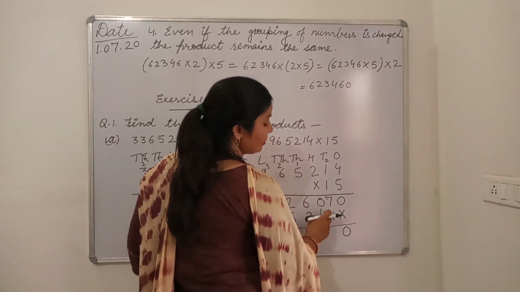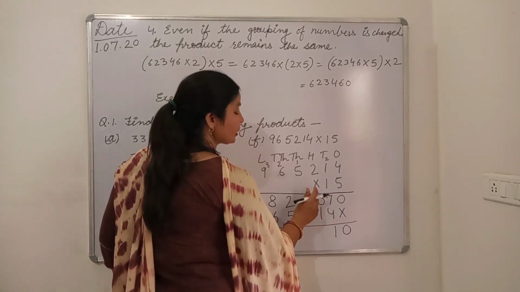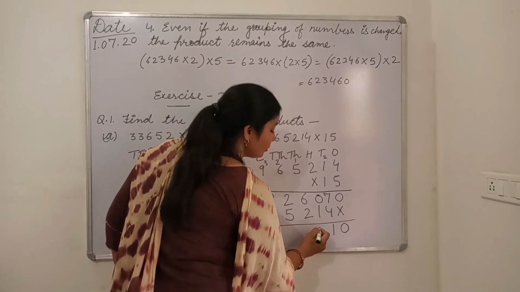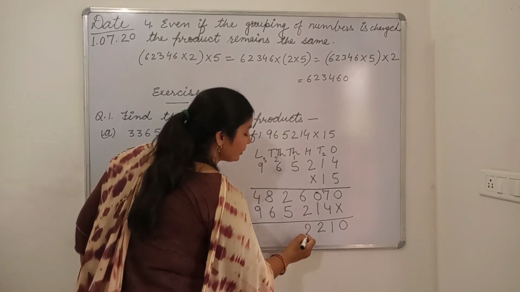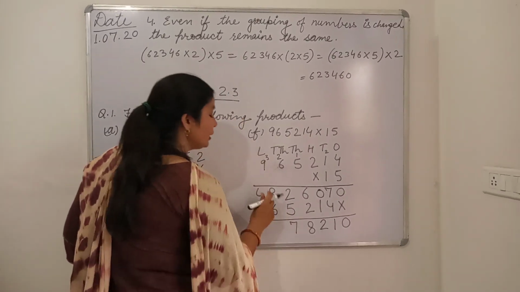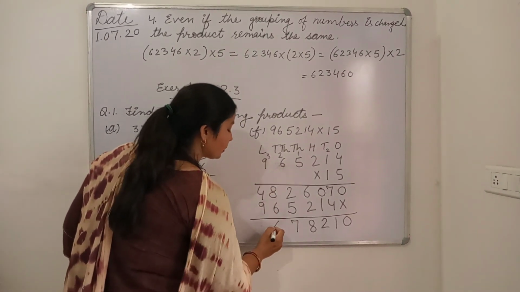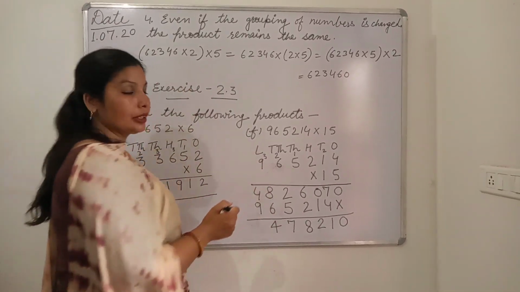Now 7 plus 4, 11. We write here 1 and 1 goes carry. 1 plus 1, 2. 6 plus 2, 8. 5 plus 2, 7. 8 plus 6, 14. We write here 4, 1 goes carry.